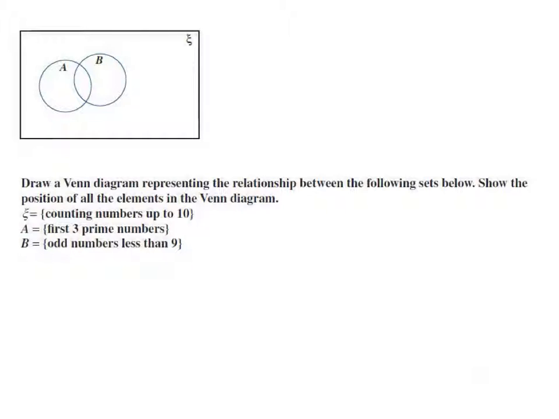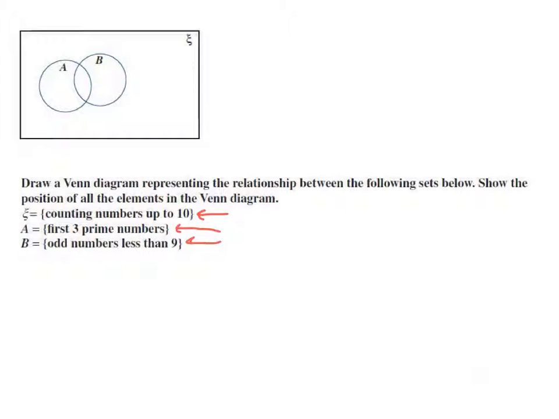Here is a worked example that we'll go through in interpreting and inputting data into a Venn diagram. So we've got: draw a Venn diagram representing the relationship between the following sets below. Show the position of all the elements in the Venn diagram. So we have our universal set, which is all numbers 1 to 10, our A set, which is the first three prime numbers, and our B set, which is odd numbers less than 9.